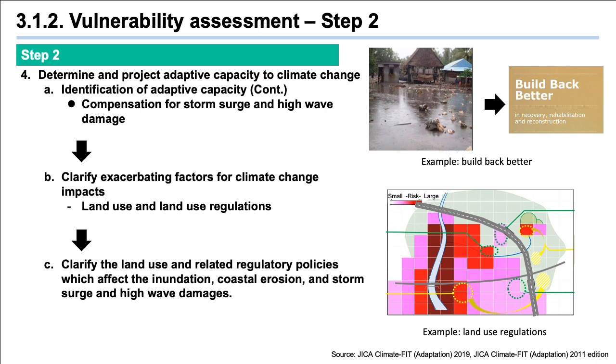The 4B is to clarify exacerbating factors for climate change impact, like land use and land use regulations. So 4C is to clarify the land use and related regulatory policies which affect the inundation, coastal erosion, and storm surge and high wave damages.